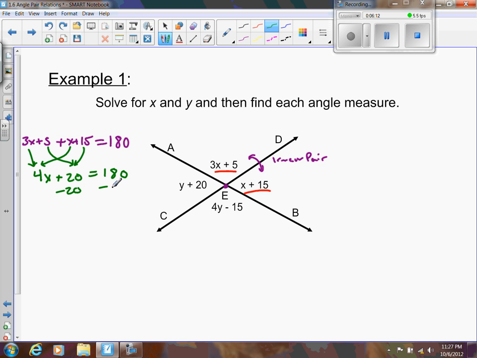From here I subtract 20 from both sides, and I do highly recommend that you guys still show your steps, because people start to make mistakes when they don't.